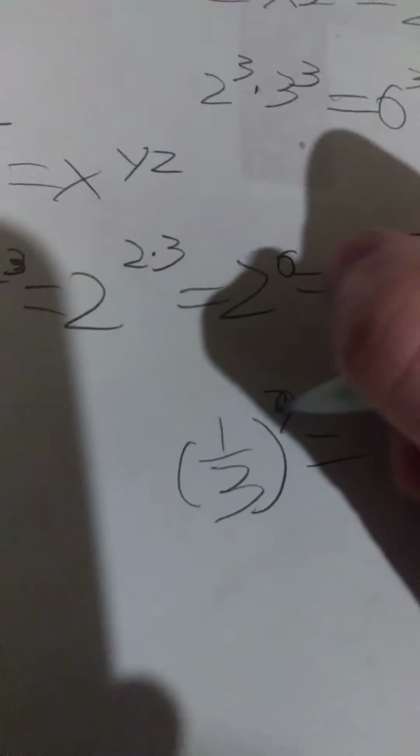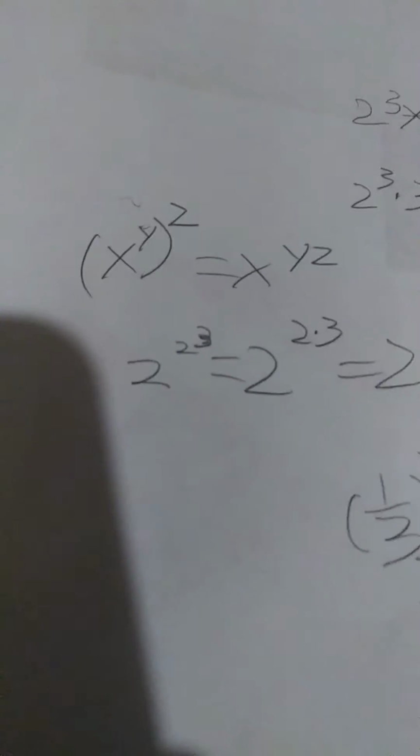But what if the base is a fraction, for example? Then in that case you just do the exponents. Oh, I want to the power of 2, not to the power of 9. Then both the numerator and denominator will be to the power of the said exponent.